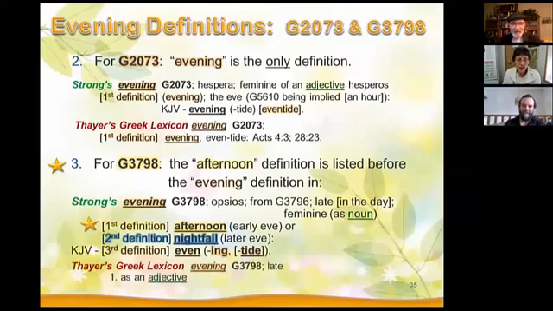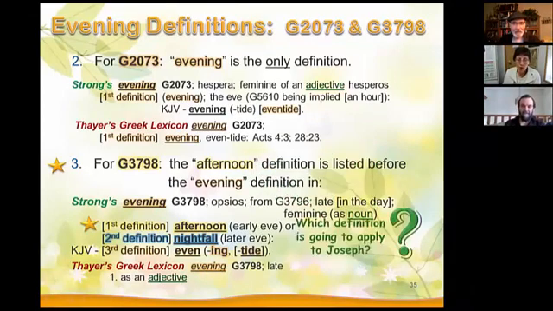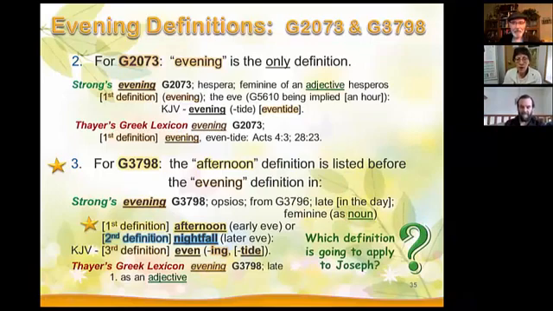When I looked into the Thayer's Greek lexicon for 3798, it just says late. But now it says as an adjective, which was interesting because we had the adjective up here in 2073. So there's something going on there. I'm not sure what it is. So our question needs to be, which definition is going to apply to Joseph when he asks for the body of Yahusha at the evening? Is it going to be 2073 or 3798? Would that help us at all in our search?